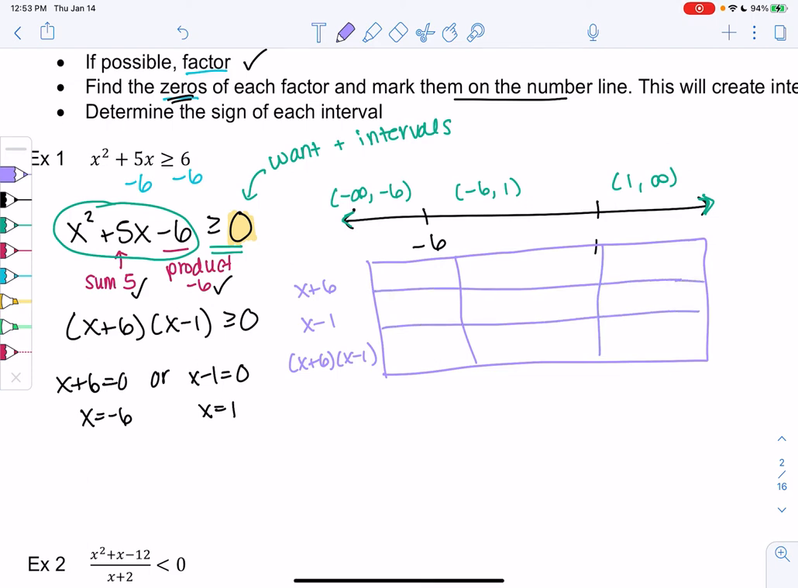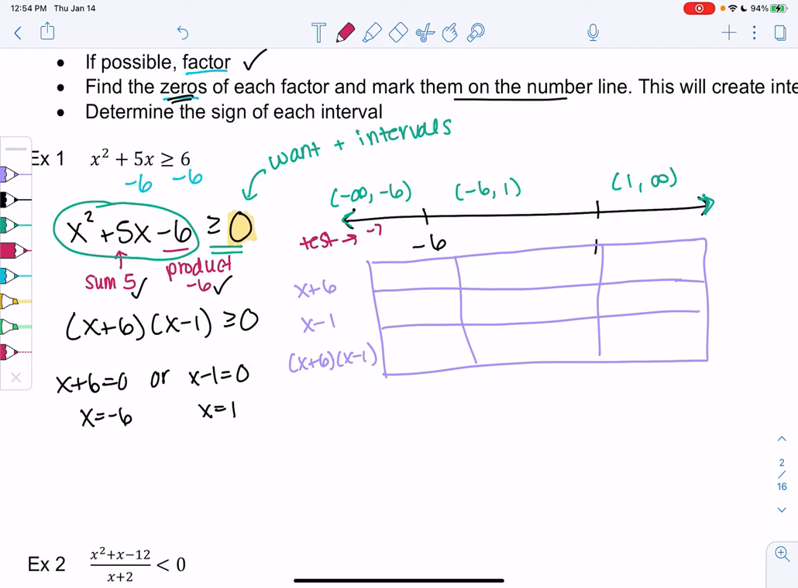So what I'm going to do is pick a number on each interval and test it. My first interval is negative infinity to negative 6, so I can pick any number on this interval. I'll probably pick negative 7. We call this a test value. So we're going to go ahead and plug that in, and we're going to plug it into each piece.